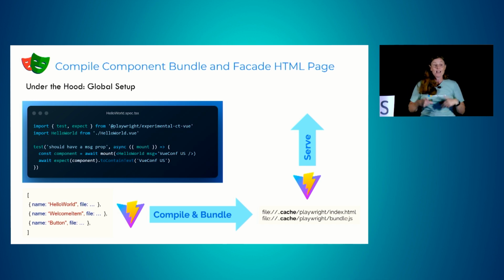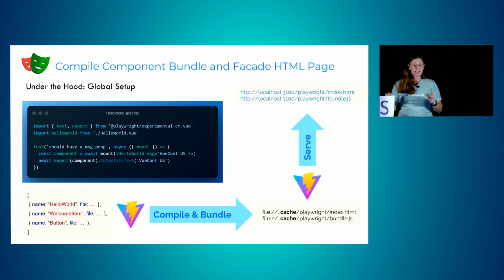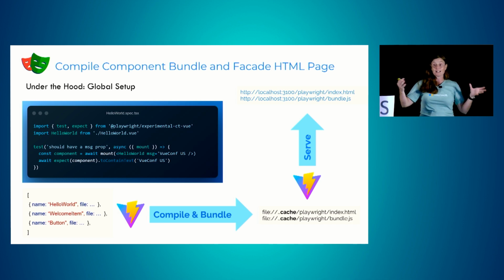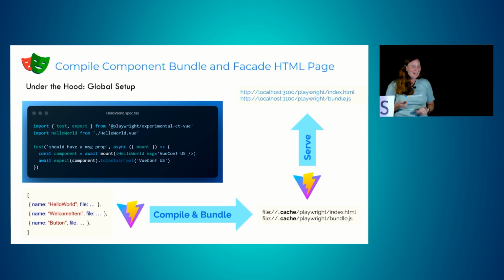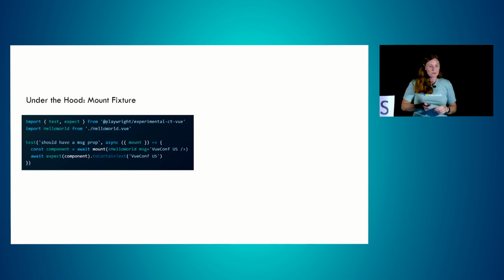So Vite preview here is serving that component, so we can now run it on localhost 3100, and we're basically serving that Playwright bundle, the index.html and the bundle.js, and that's how we can see our components. It's all thanks to Vite, right? Vite is amazing. That's why we're here today. So that's basically how Playwright works.